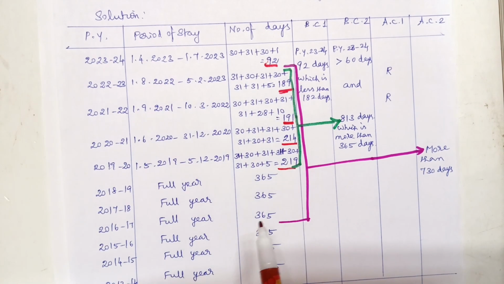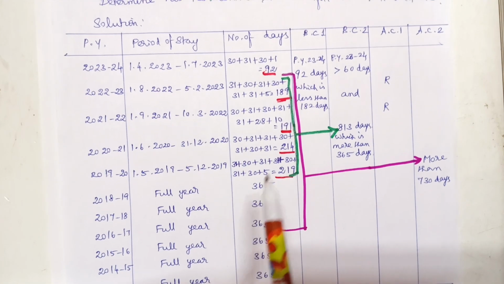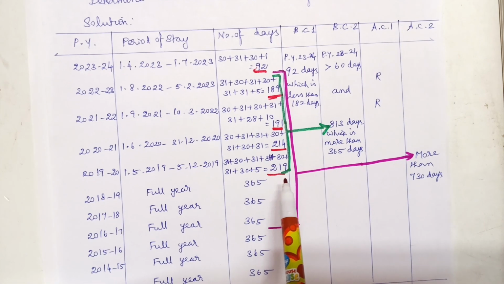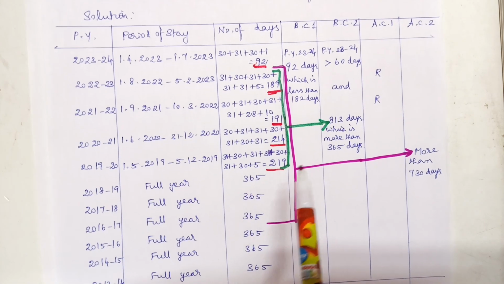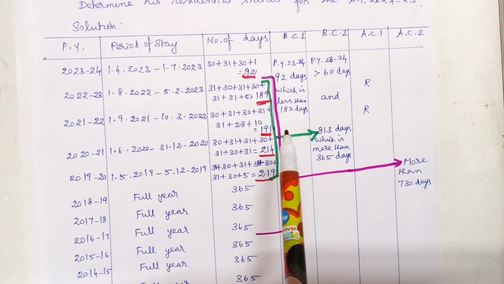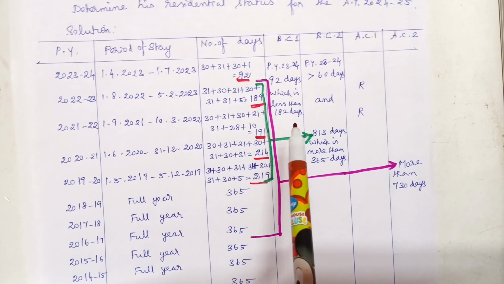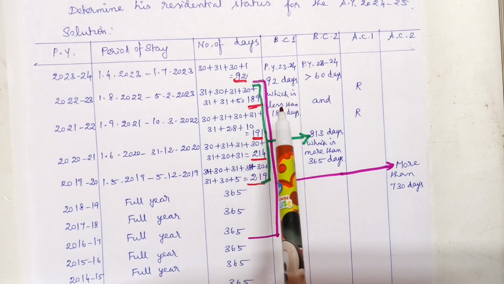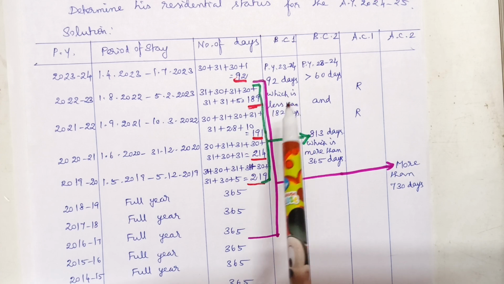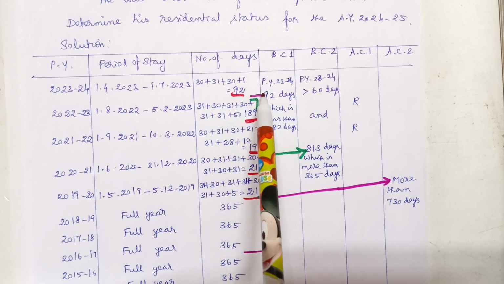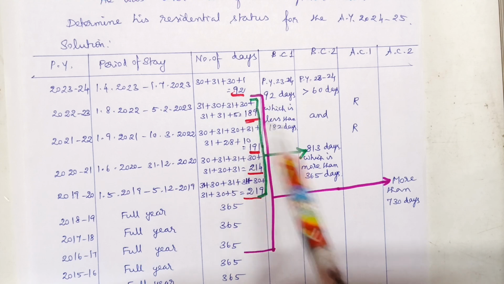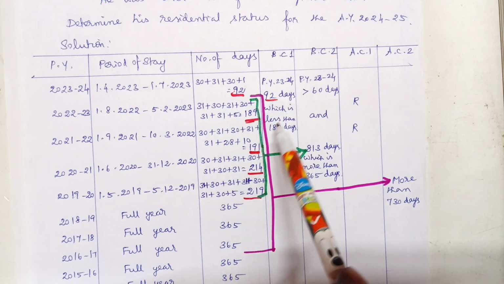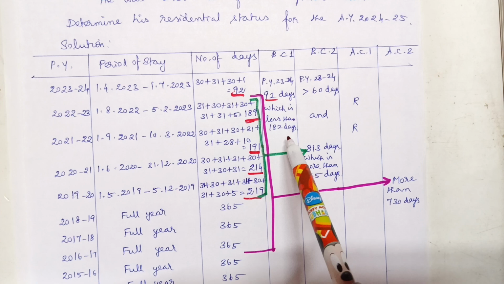After calculating the number of days, we have to check with the conditions given under section 6. First, we have to check with the basic condition. Basic condition number 1 is: during the relevant previous year 23 to 24, the assessee should be in India for at least 182 days. But as per this calculation, the number of days is 92, which is less than 182 days.